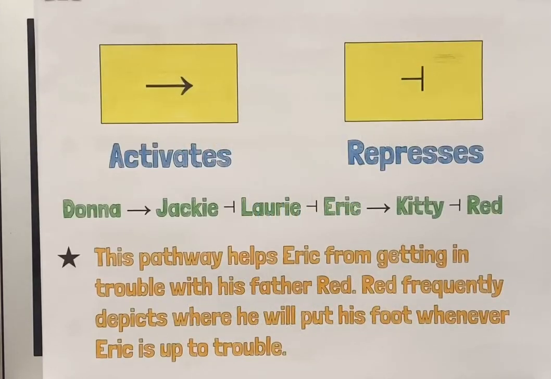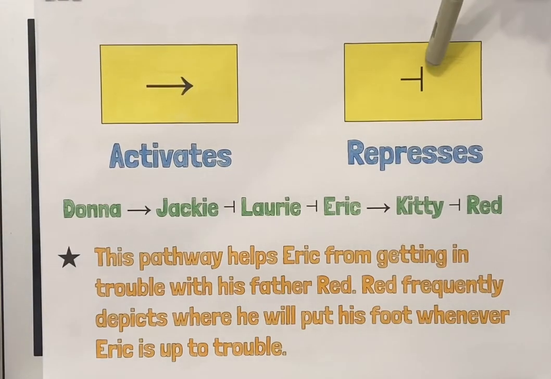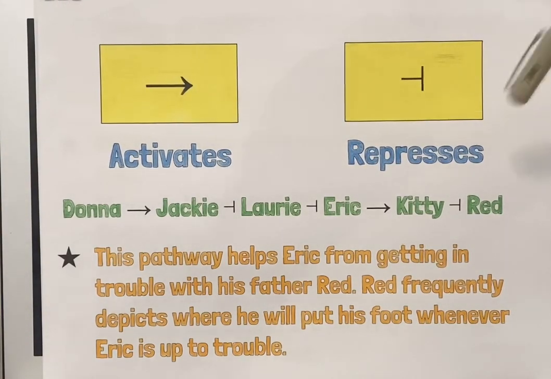Okay, so first we're going to go over what these symbols mean. This arrow means that activation is occurring in the gene regulation, and this T-bar symbol represents that repression is occurring in the gene regulation.